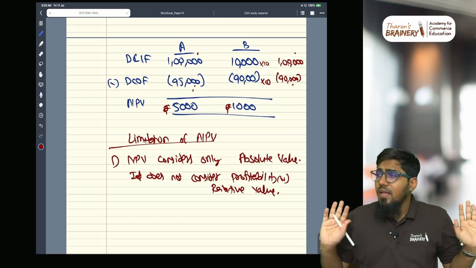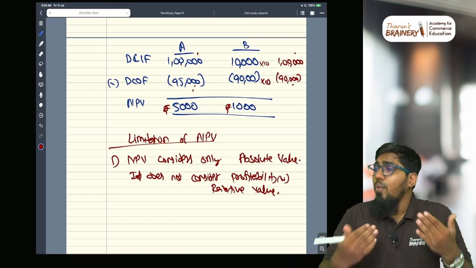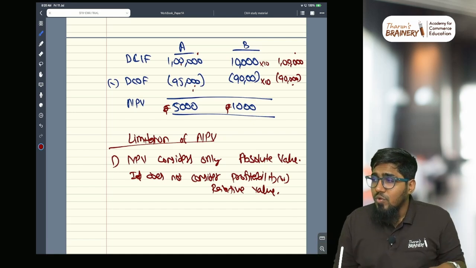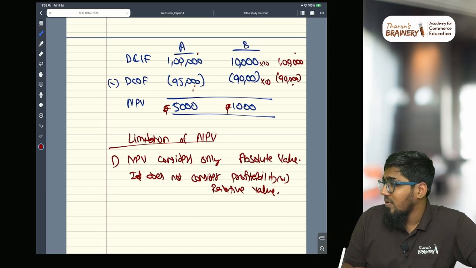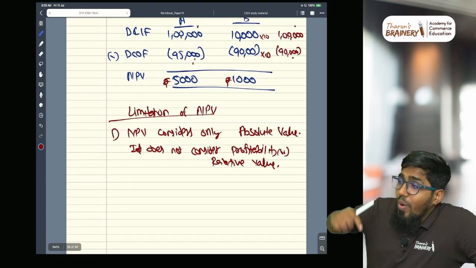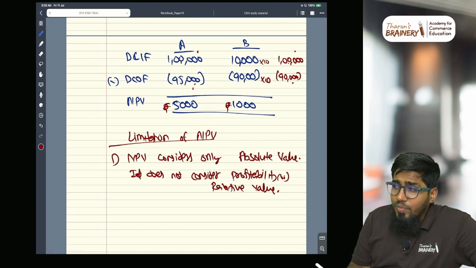Project A, you invest 5,000, project B, you invest 1,000. That's it. But what you are investing and you are getting 5,000 rupees, that index number you don't know. Now what I am trying to do is that for 1 rupee of investment, what is the return that I am getting? For 1 rupee of investment, what is the discounted cash inflow that I am getting?